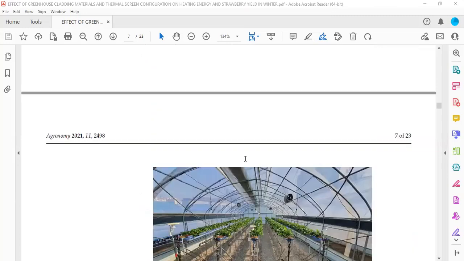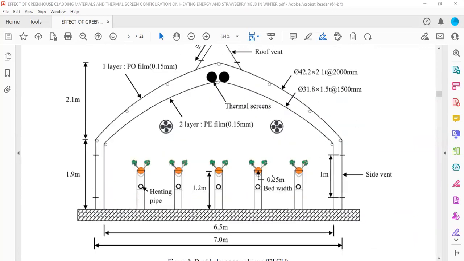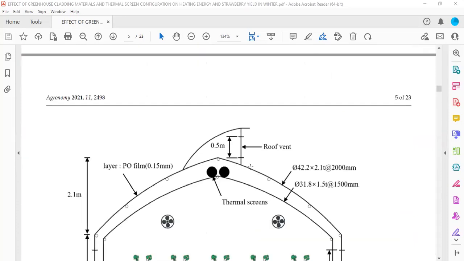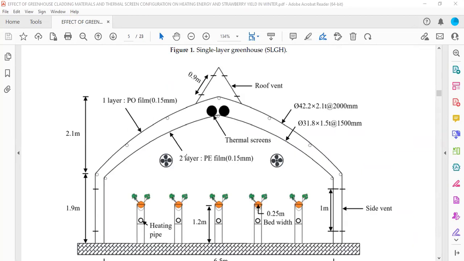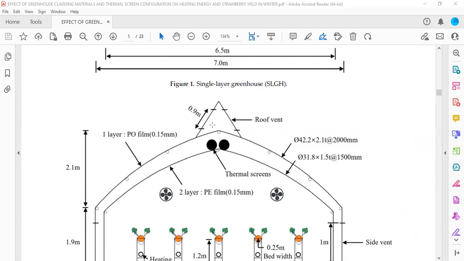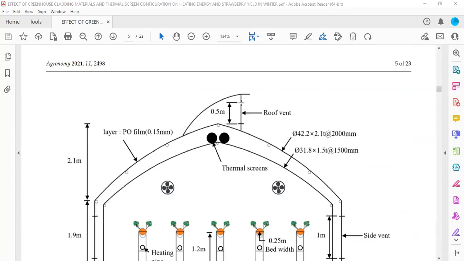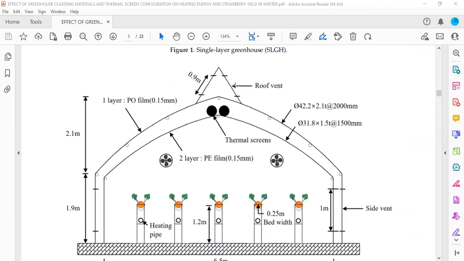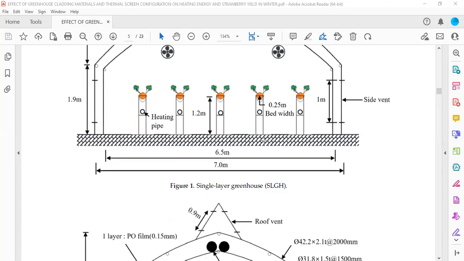Now, look at this greenhouse, and then look at this one. This one has a triangular cap. This one has a semicircle cap, which has only one side open. This one has two sides open. So let me ask you, which of these two greenhouses will have a better environment?